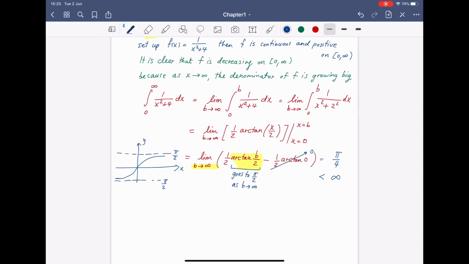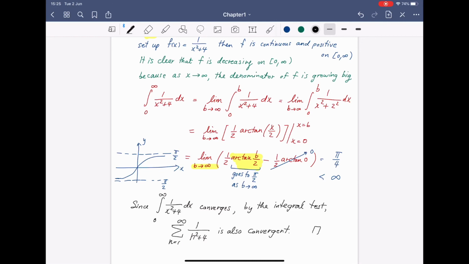To conclude, we're going to say that since the integral of 1 over x squared plus 4 dx from 0 to infinity converges, by the integral test, the series 1 over n squared plus 4 with n starting from 1 to infinity is also convergent.